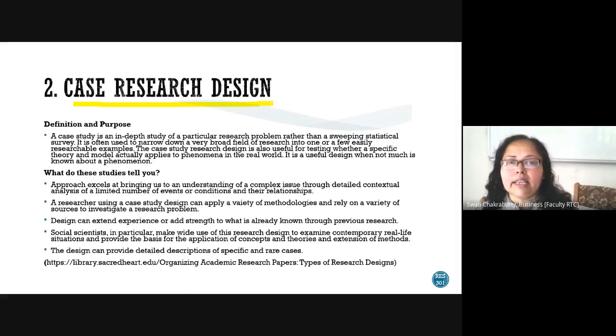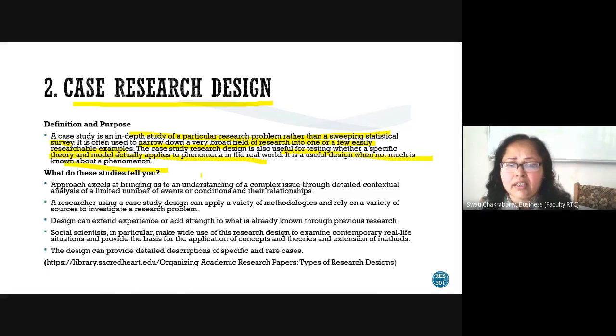The second type is case research design, which is an in-depth study of a particular research problem rather than a sweeping statistical survey. It's used to narrow down a very broad field of research into one or a few available research examples. It's also useful for testing whether a specific theory and model actually applies to phenomena in the real world. It's useful when not much is known about a problem.